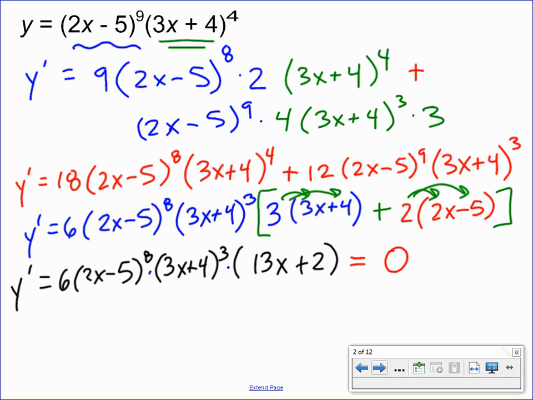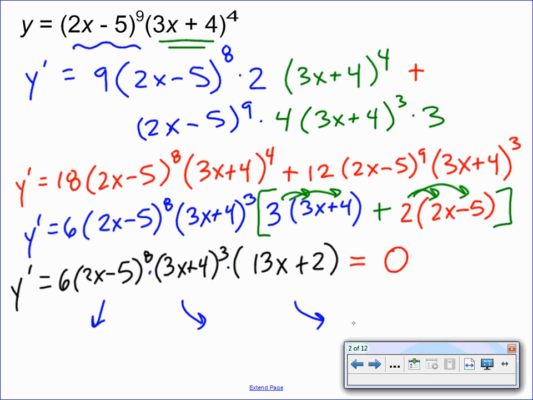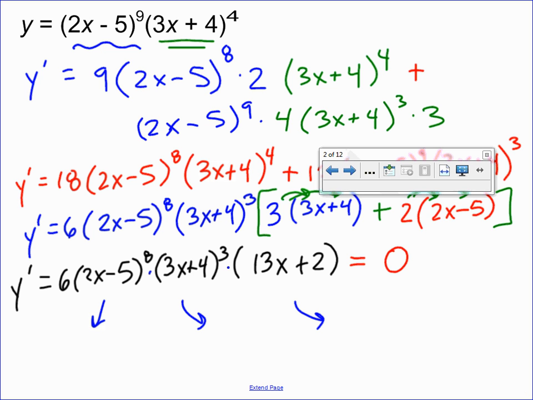That is, if a times b times c equals 0, then we have no choice but for a to equal 0, or b to equal 0, or c to equal 0. So set each factor equal to 0 and solve separately. So 2x minus 5 could equal 0, quantity cubed, or quantity to the 8th, or whatever. 3x plus 4 could equal 0, that would reduce to 0, and lastly 13x plus 2 could equal 0.